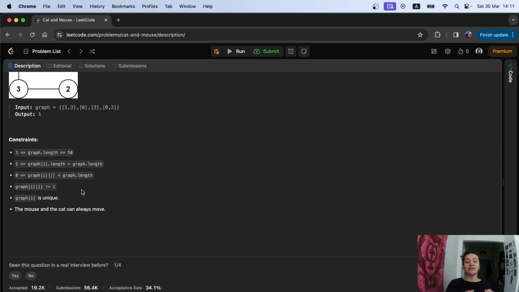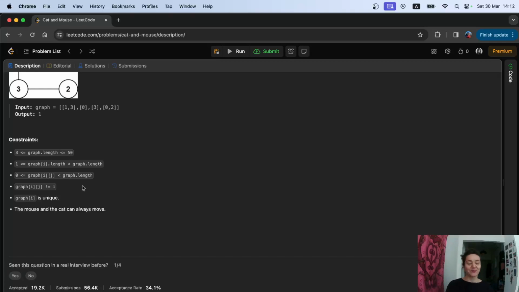For example, no node is disconnected. The mouse and cat can always move, everything is connected. And no node is adjacent to itself. No node is a cycle to itself. No node is adjacent to another one more than once. So we won't get in the input that node 1 is connected to node 2, for example, by 2 edges. It's all perfectly valid and legal.